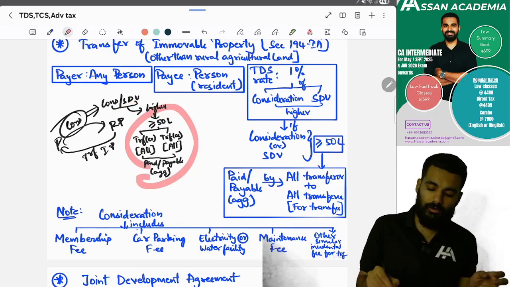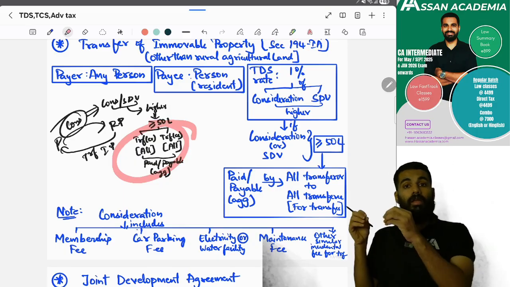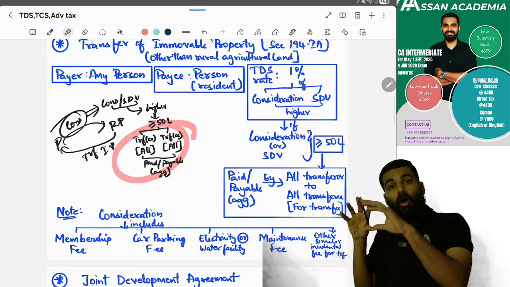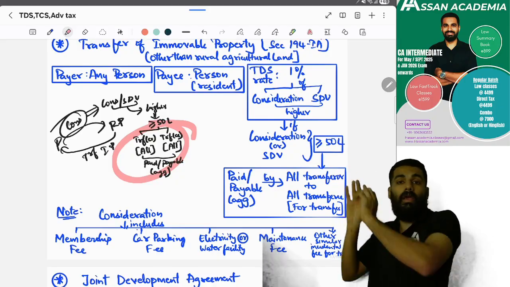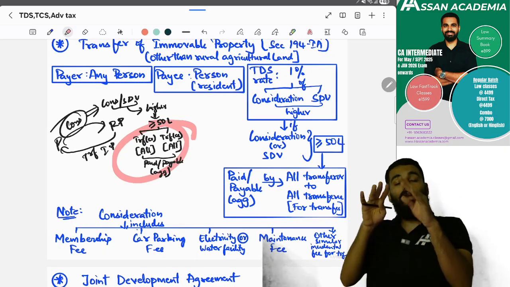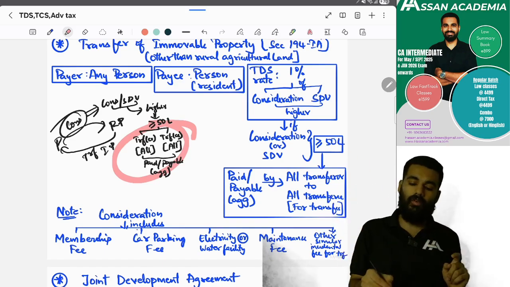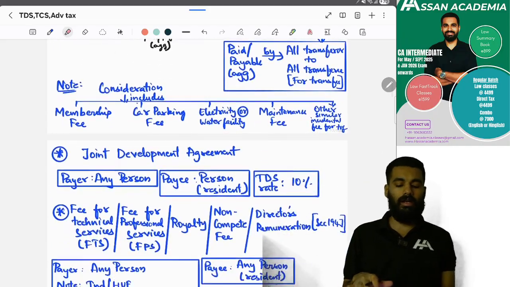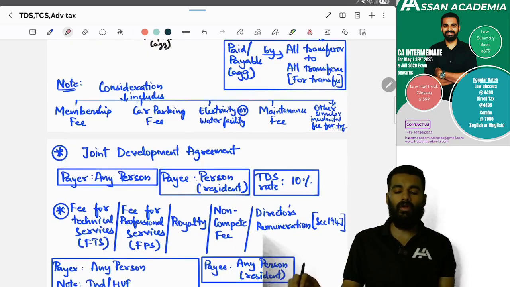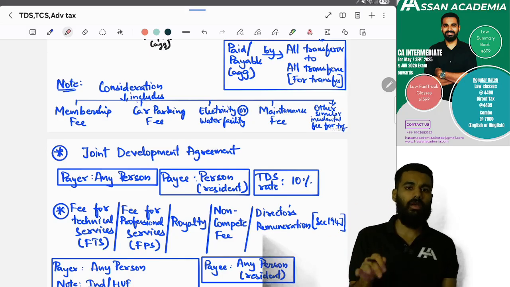And you have to see this 50 lakh rupees amount. If there is more than one transferor or transferee, you have to see all of them combined, how much they are paying. So the entire amount, all the payers combined, how much they are giving. If it is touching 50 lakh rupees, then TDS will be attracted. Consideration also includes membership fee, car parking fee, electricity, water facility, maintenance fee, or any other similar fee.